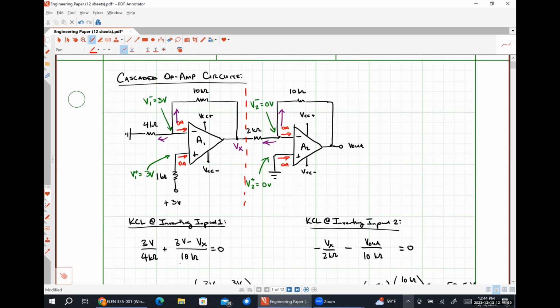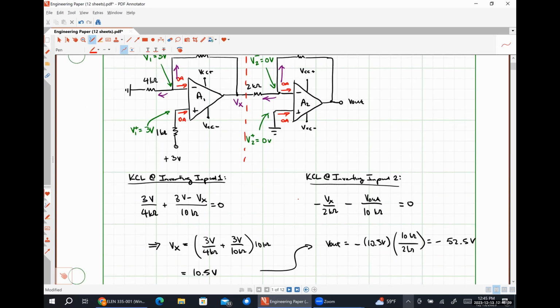Now, let's say that everything to the left of this dashed red line looks like a voltage source. What type of amplifier is over here on the right-hand side? Yep, so an inverting amplifier. How do we find the output voltage of an inverting amplifier? Times the input voltage, okay? So the input voltage Vx, which was the output of our first stage, is fed into the input of this guy. We multiply that Vx by negative 10 over 2, which is exactly what we wound up doing down here.